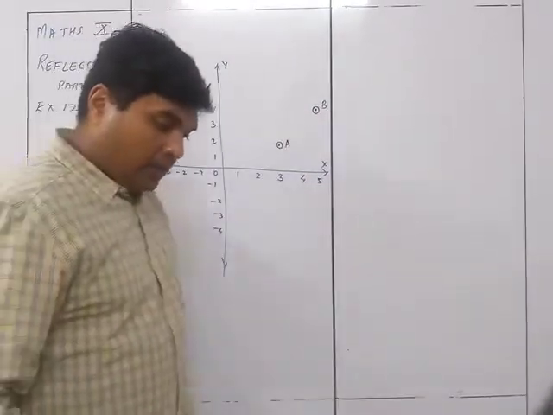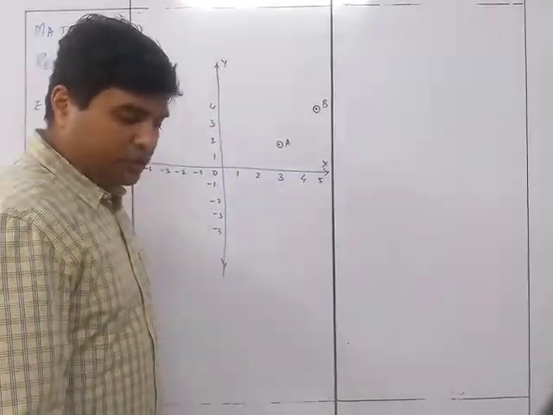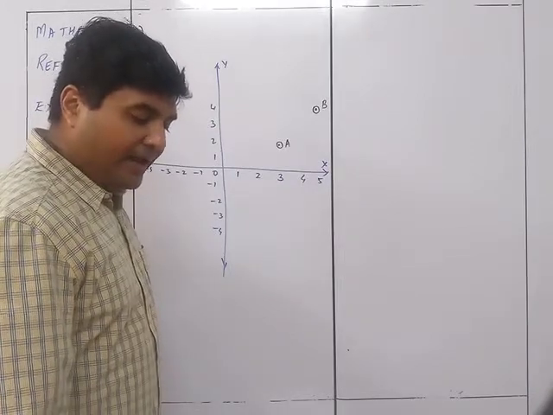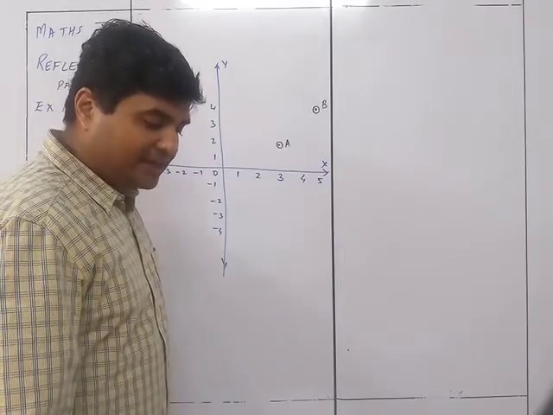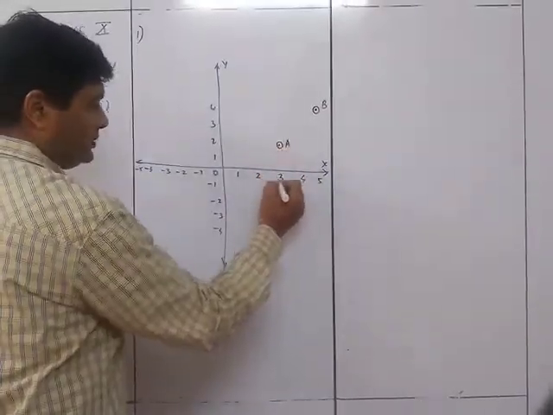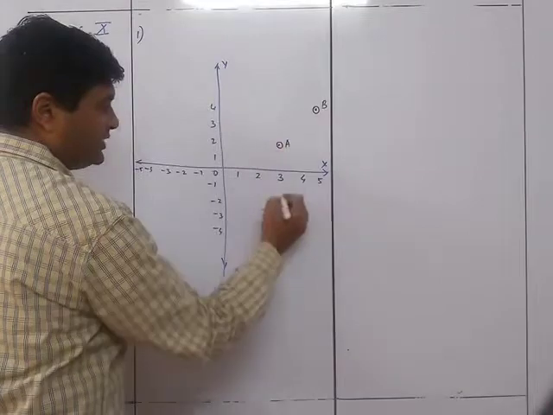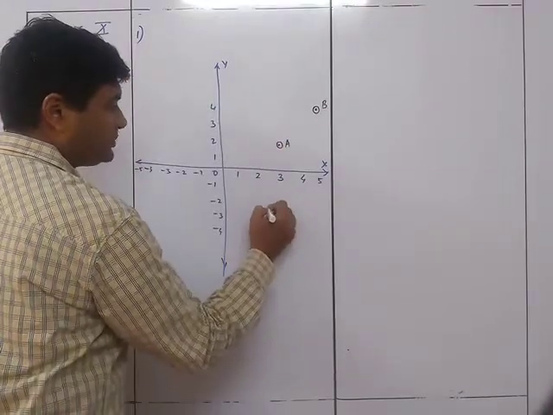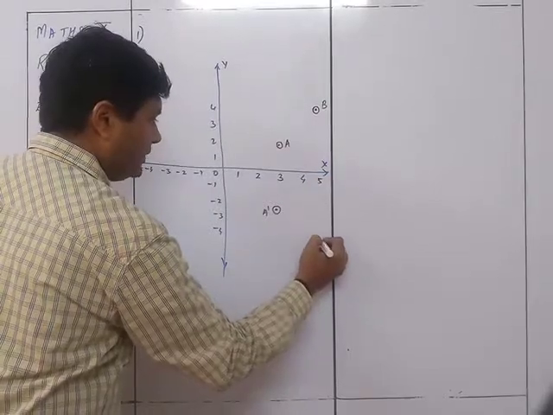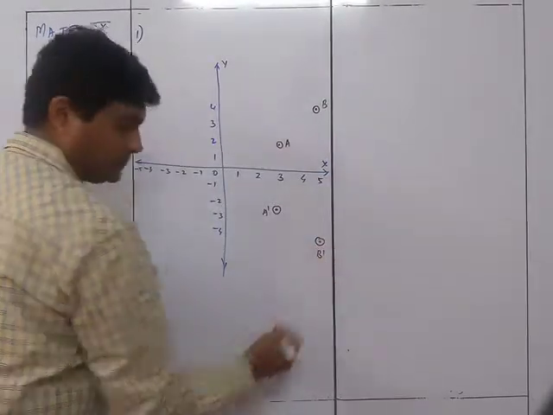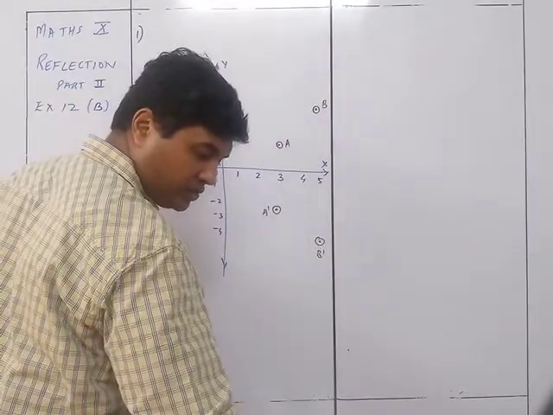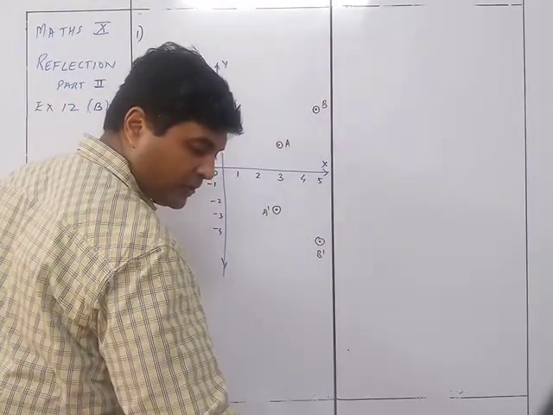Now, you have taken a scale 2 cm to 1 unit on both the axes. Reflect A and B on the x-axis to A dash, B dash. So this we are reflecting, and over here will be the reflection. This will be A dash. This reflected over here will give you a point which will be B dash. And then the question says plot these points also on the same graph.